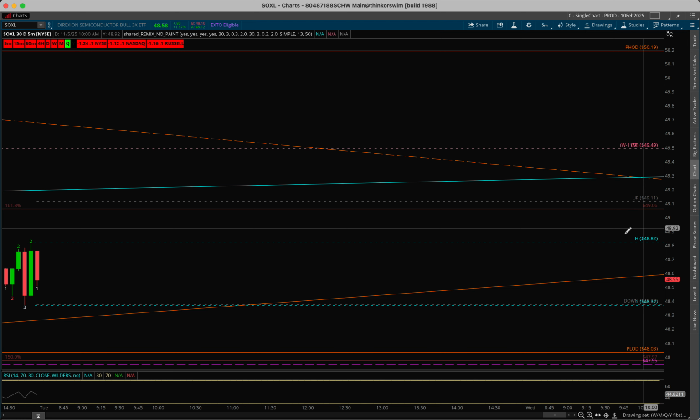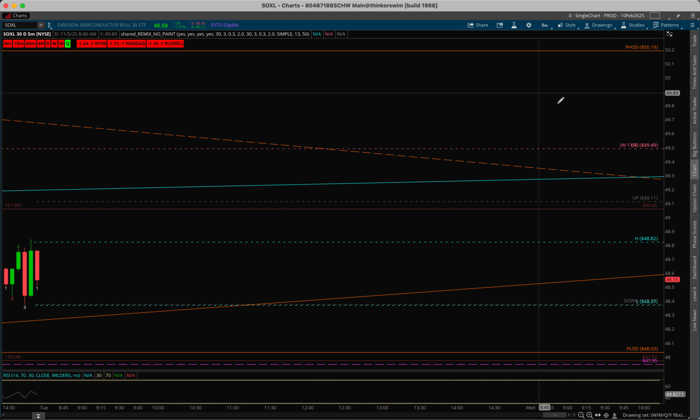That should move by the time the market opens, or it could move by the time the market opens. Overnight low 48.37. Again, that can move before market opens, but we do have previous low of day at 48.03 down here at the bottom of the chart, which is not going to move, and that's just slightly above that 47.95, which is last week's 50% line.